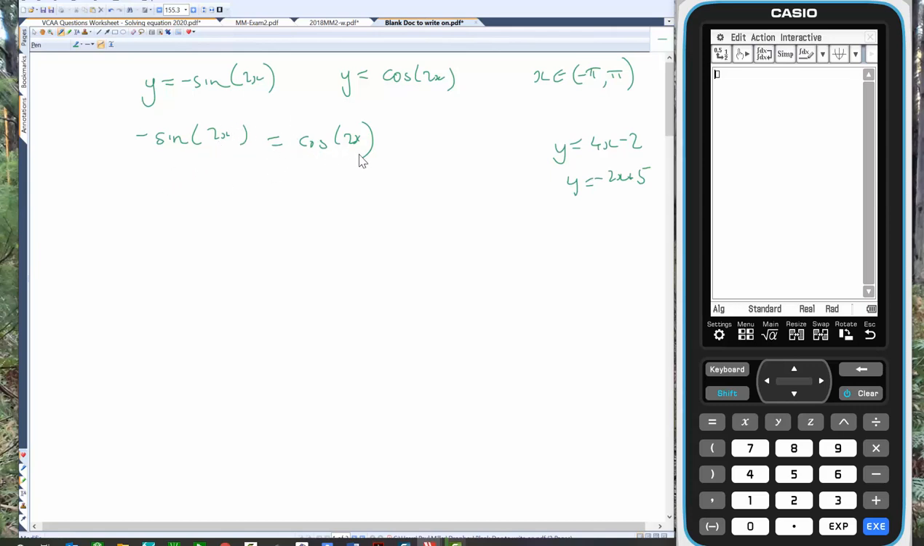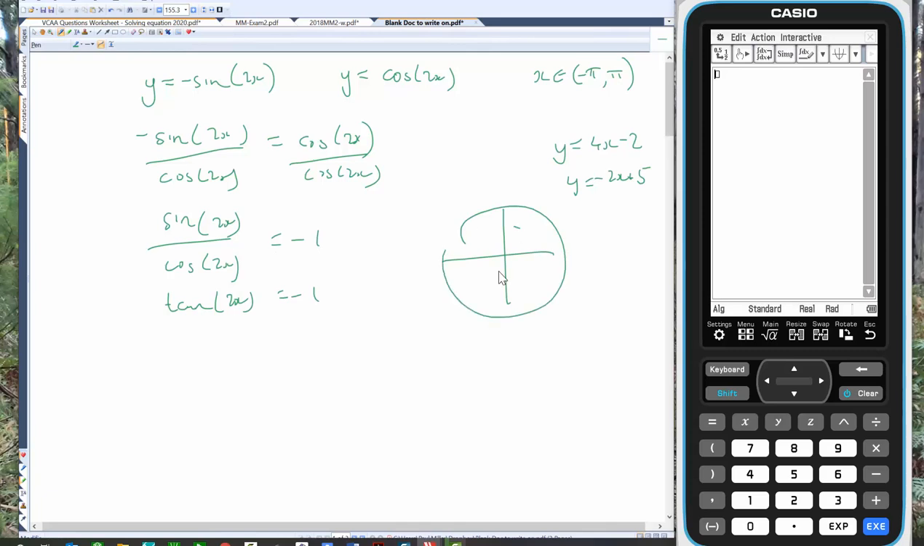Well, the method I'm going to use is I'm going to divide by cosine 2x and divide by cosine 2x. What I'm left with is negative sine on cos equals 1, or sine 2x over cosine 2x will equal negative 1. Now, what we need to know is that is actually equal to tan 2x equals negative 1. So we can go ahead and solve this now using tan.